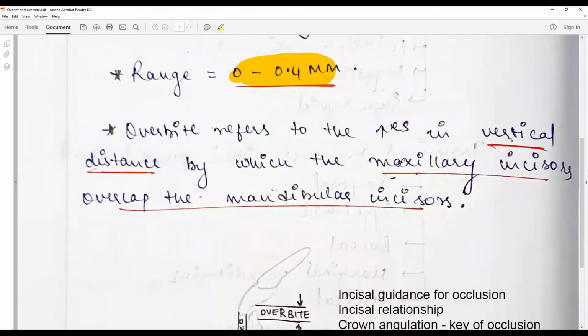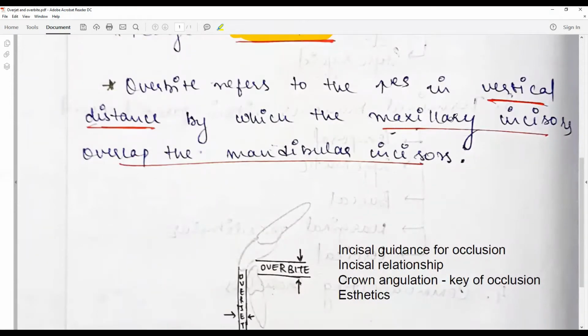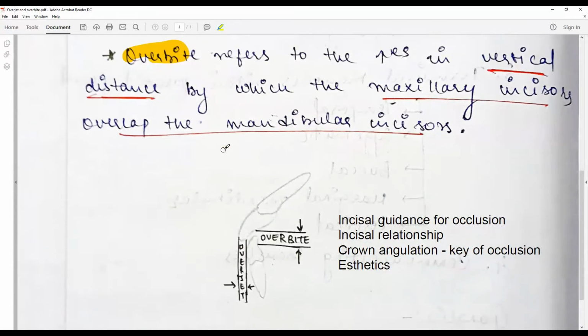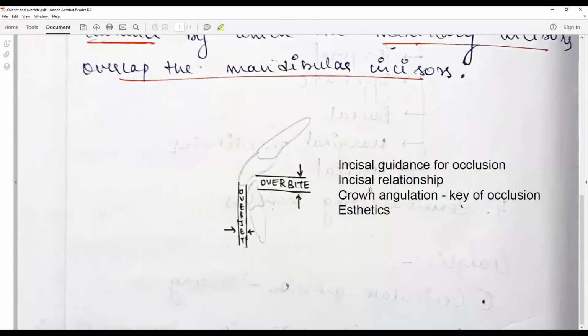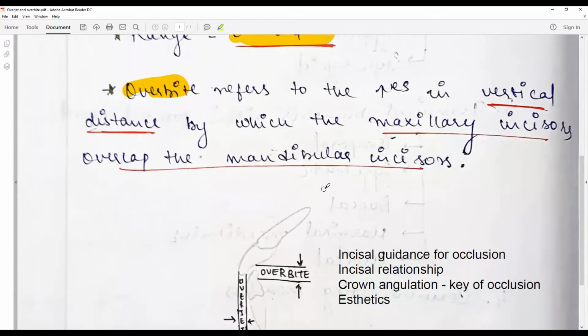Overbite refers to the vertical distance by which the maxillary incisors overlap the mandibular incisors. That is the overbite. The significance is this normal relationship. This is about 0.6 mm to 1 mm, 1.2 mm even.